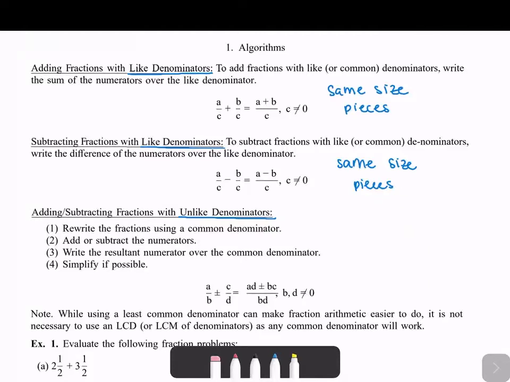That's similar to having an unlike denominator, where you need to convert them so that you're talking about the same amount of time, right? 1 minute versus 60 minutes. You're talking about different units of time. Whereas you can think about like denominators as having similar units, because we're talking about the same sizes of things.